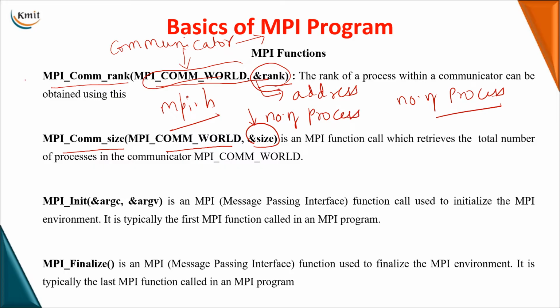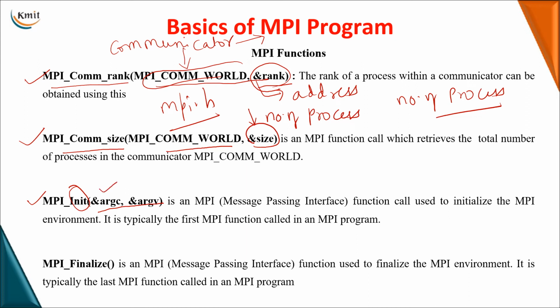In order to either know the rank of a process or the size, we need to actually set up our MPI message passing interface environment. So the first function to be used is MPI_Init, which stands for initialization, and it takes two command line arguments.